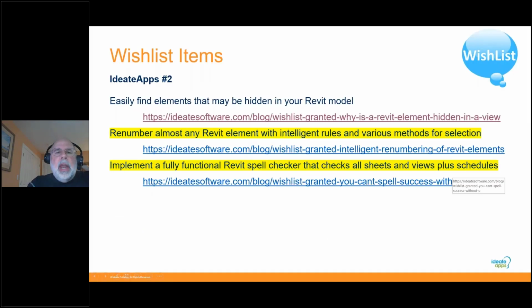So let's switch back here. And I've got a couple other wish list request items that are tied into Ideate apps. And that is the request to be able to renumber almost any Revit element with intelligent rules, and the request to have an intelligent spell checker that spell checks all open sheets and views and all schedules. And so I have, again, links to those. In the essence of time, I was worried that if I showed you those, I was going to run over. So for right now, I might come back to those, but if you want to download the document, you can see these two requests as well and how we've addressed those with Ideate apps.